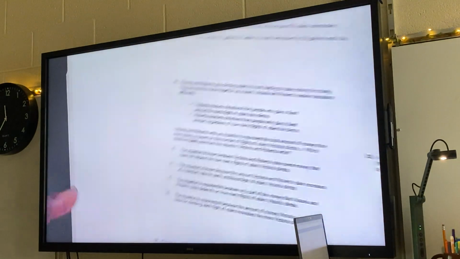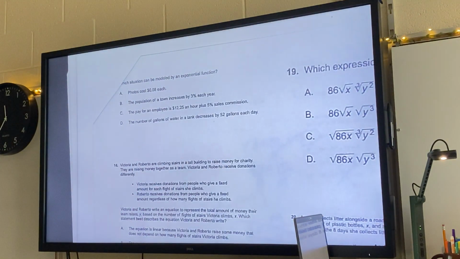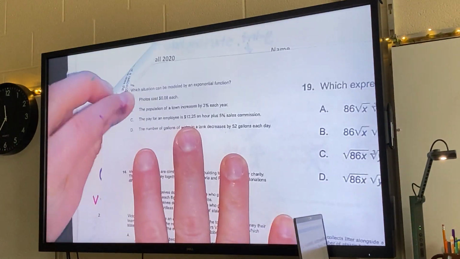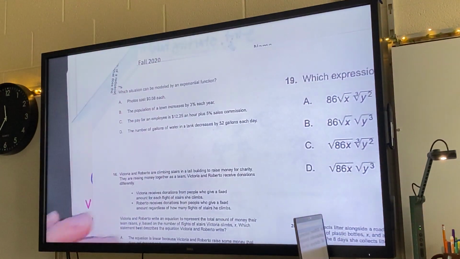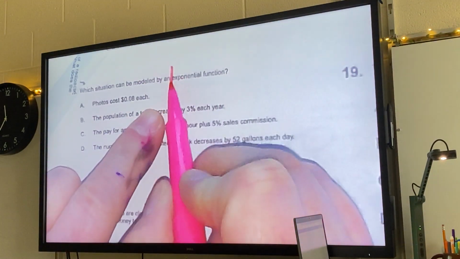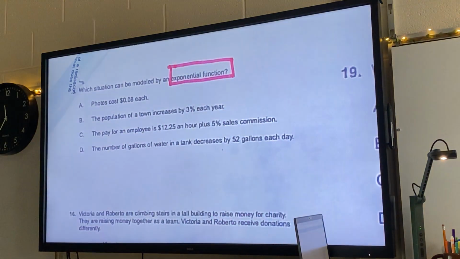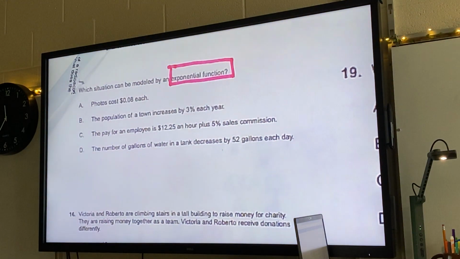All right, let's move on to the last page. Let's look at number 15. This one doesn't require math so much as thinking. It says, which situation can be modeled by an exponential function? So photos cost 8 cents each. I buy one photo, how much does it cost? 8 cents. I buy 2, how much does it cost? 16 cents. I buy 3, how much does it cost? 24 cents. So what kind of function would that be?